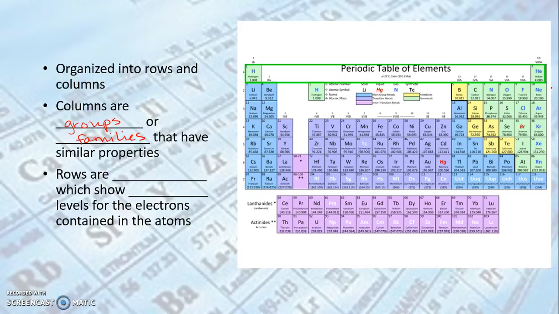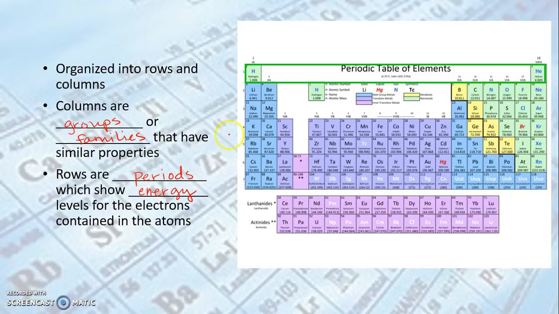All right, and then going across, we have our rows. We call those periods. A new period will start over where we start our characteristics again. And these periods show us the energy levels for all of the electrons that are contained in the atom.